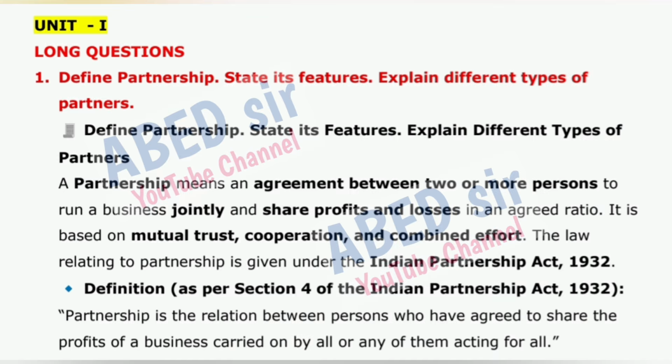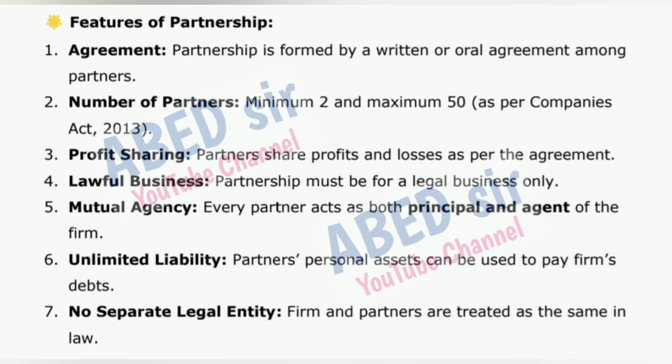Definition: as per Section 4 of the Indian Partnership Act, 1932, partnership is the relation between persons who have agreed to share the profits of a business carried on by all or any of them acting for all. Features of partnership. 1. Agreement. Partnership is formed by a written or oral agreement among partners. 2. Number of partners: minimum 2 and maximum 50, as per Companies Act, 2013.